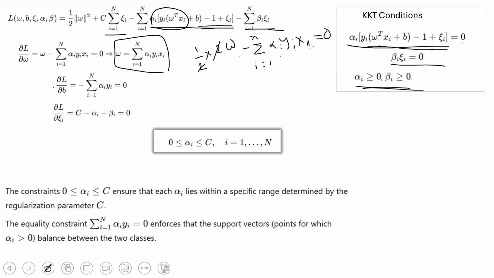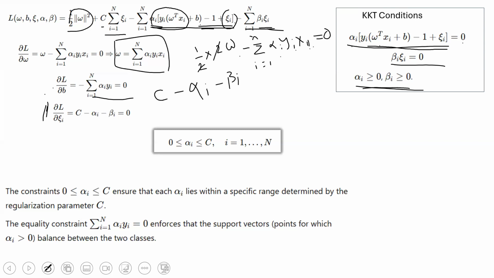If you do with respect to b, again there is only b here. Alpha i into yi will become equal to 0. So that becomes 0. And if you do with respect to sigma i, when you derive this with respect to sigma i, there is no sigma i here, it becomes 0. There is sigma i here, so that becomes C. Where is sigma i? Here there is a sigma i, which is multiplying with alpha i. So minus alpha i. Sigma i equal to 1 to N alpha i. And here is sigma i minus beta i.